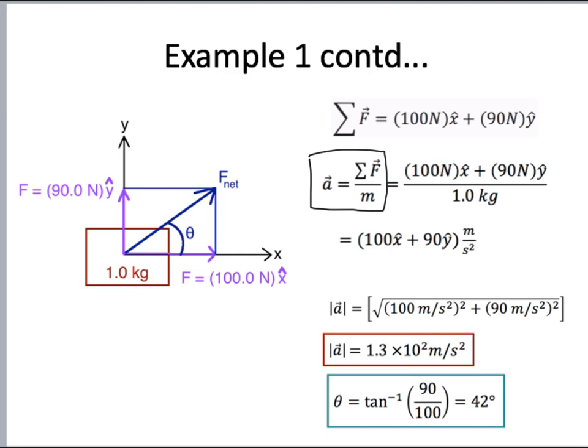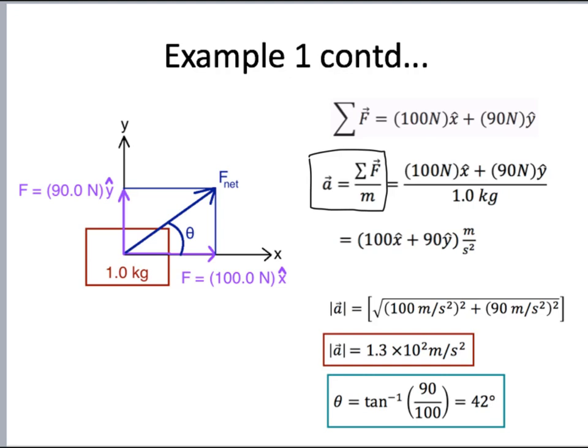Remember, a newton is a kilogram meter per second squared, so if we divide that by kilograms, we're left with meters per second squared. And so if we want to know what the magnitude of this acceleration is, we can simply take the square of that and the square of that, and then take the sum and the square root, just by the Pythagorean theorem. And that gives us that the acceleration is 130 meters per second squared, or in scientific notation, that would be 1.3 times 10 to the squared meters per second squared.